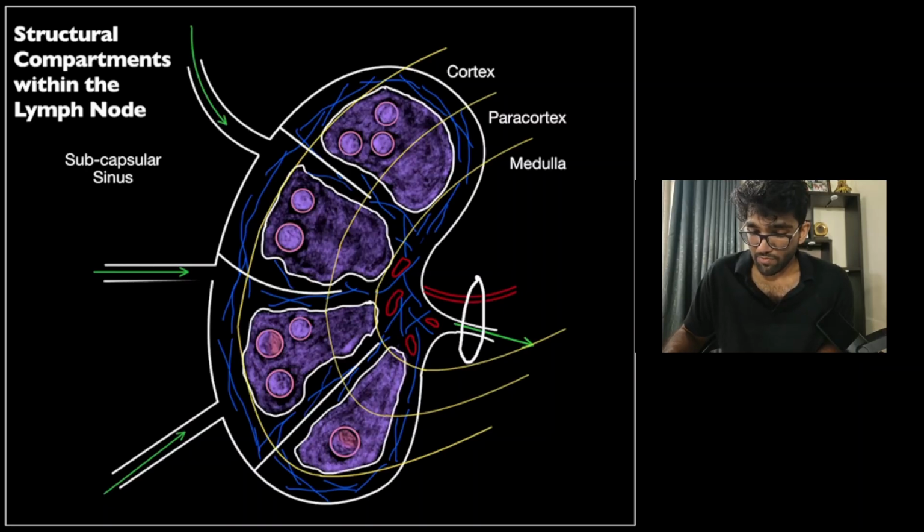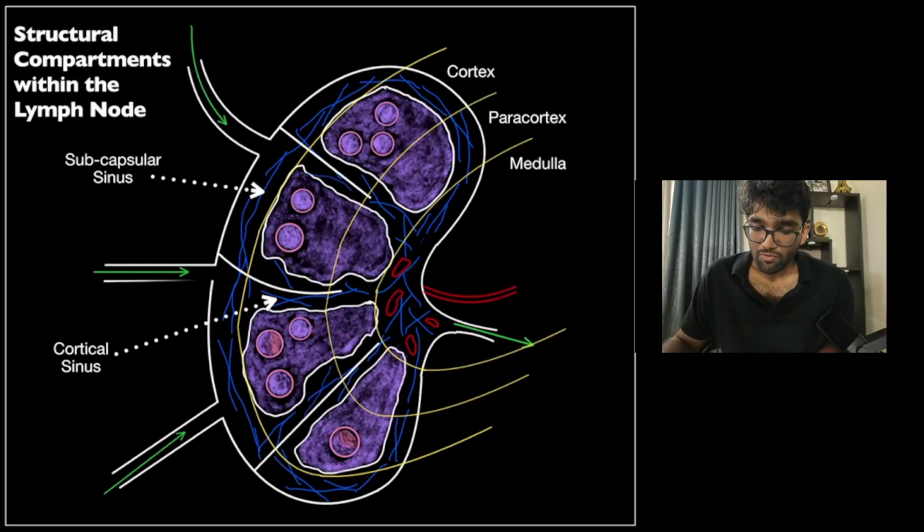So we have some spaces within the lymph node. The one is the subcapsular sinus, that is between the capsule of the lymph node and the cortex. Then we have the cortical sinus, which is located in between the different parts of the cortex. Then we have the medullary sinus located within the medulla of the lymph node. And then, as I just said, there's the hilum.